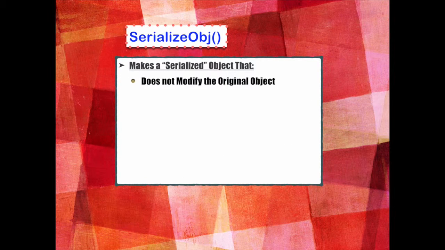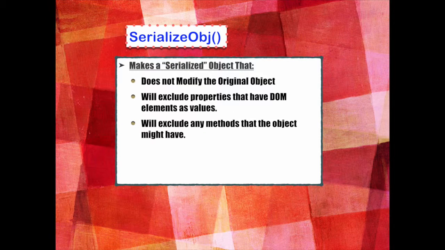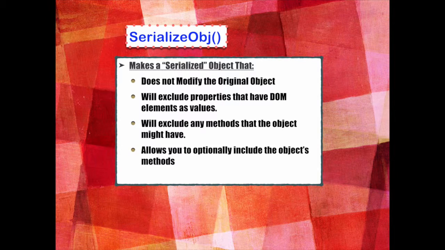A few other things about the serialized object that is created with this method. It does not modify the original object, so the original object is left untouched. It will exclude properties in your original object that had DOM elements as values. It will exclude any methods that the object might have had. It allows you to optionally include the object's methods. So even though by default it excludes the methods, there is something you can do to turn a switch on so that it will actually serialize the methods. We'll go into that in a bit.